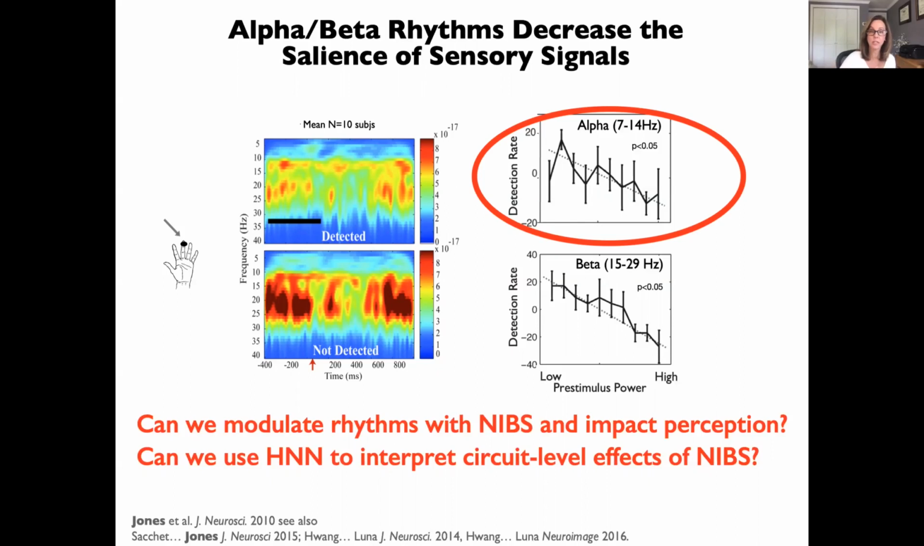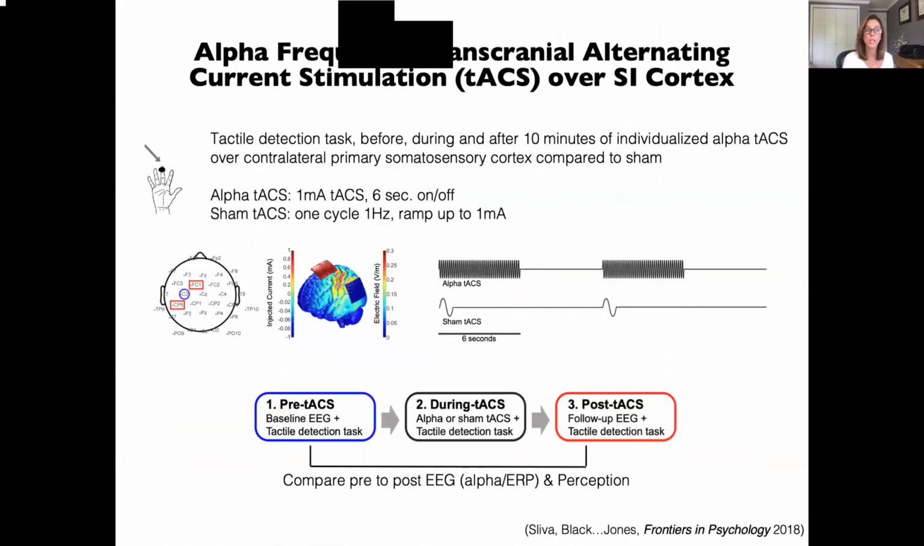And so the first study that we did, we used alpha frequency transcranial alternating current stimulation. We did our tactile detection experiment before, during, and after 10 minutes of individualized alpha frequency stimulation over the primary somatosensory cortex. The stimulation was on for 6 seconds and then off for 6 seconds. And we compared that to a sham condition where we had just one cycle of a 1 hertz oscillation that ramped up and then turned off.